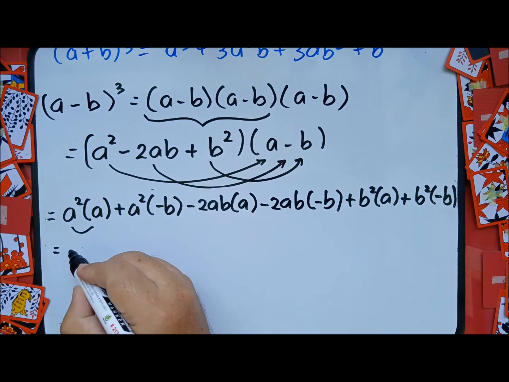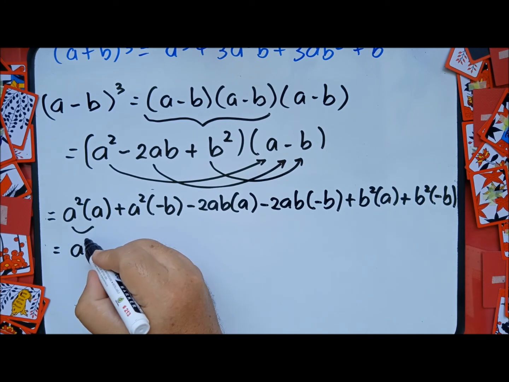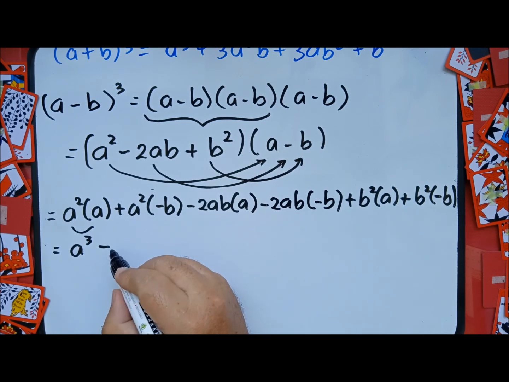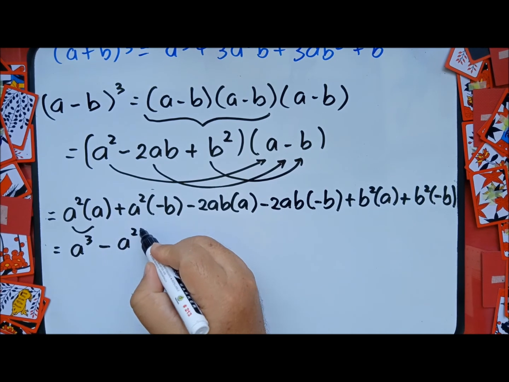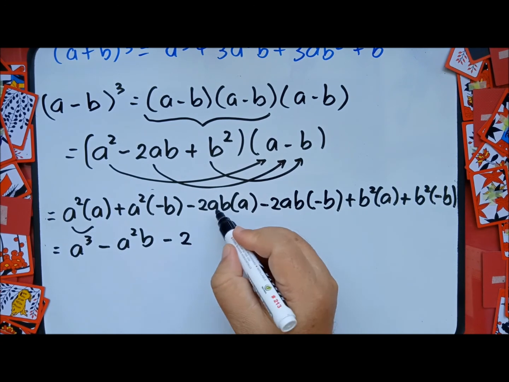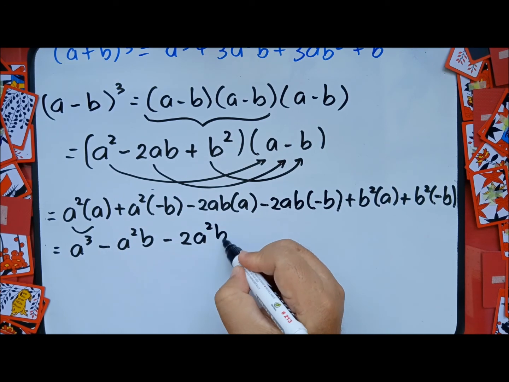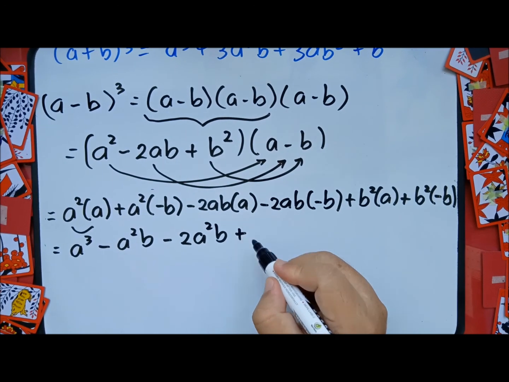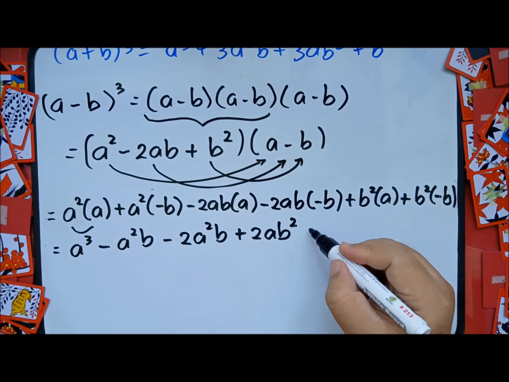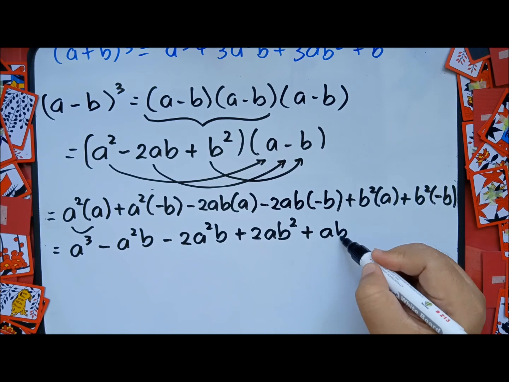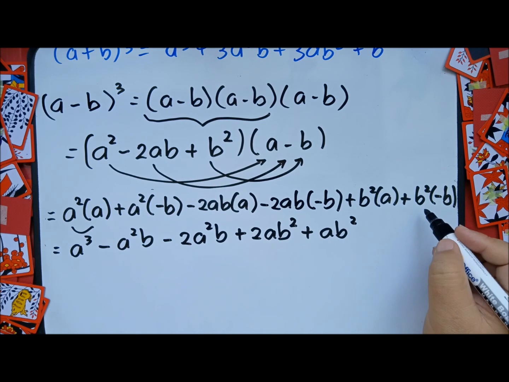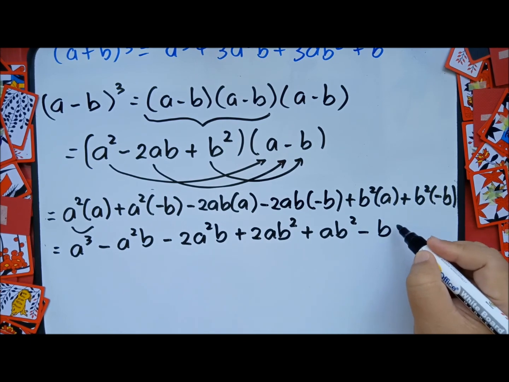Next, simplify. Product rule of exponent. This will become what? Copy the base, add the exponent. 2 plus 1 is 3. Then positive, negative, this will become negative a squared b. Negative times positive, negative 2. A times a is a squared b. Negative times negative will become positive 2ab squared. Then positive ab squared, write the a before b. Then positive times negative is negative b.